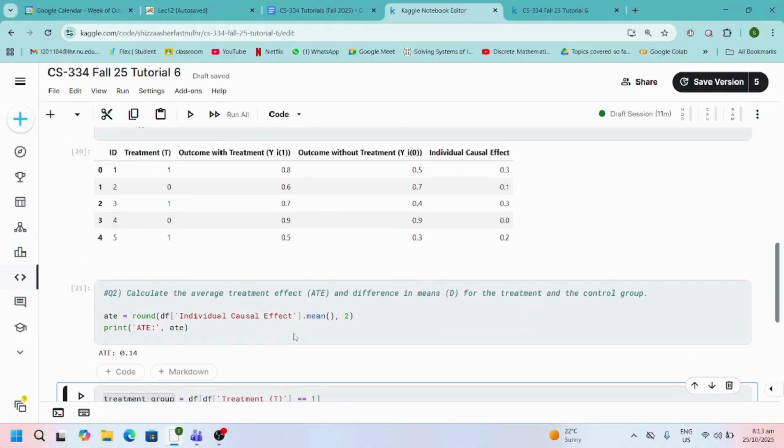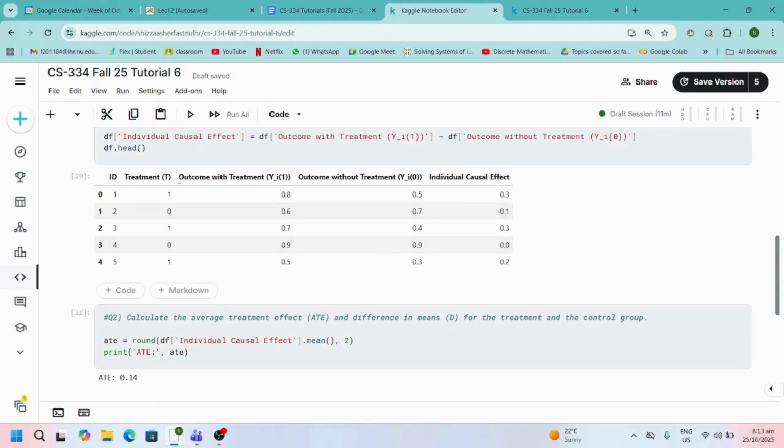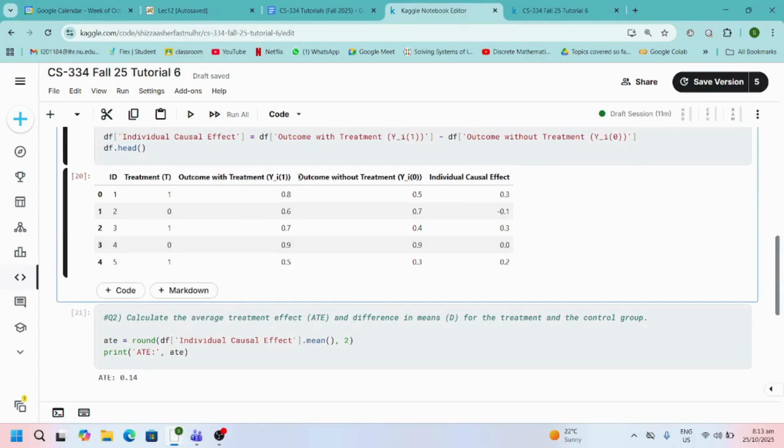Okay, now the problem is, although in the real world, you can only have one of these two for an individual. Because the thing is, if an individual was given a treatment, then you can measure only the outcome with the treatment. This is a counterfactual. You cannot measure the outcome without the treatment. This is what would have happened if the individual was not given the treatment.